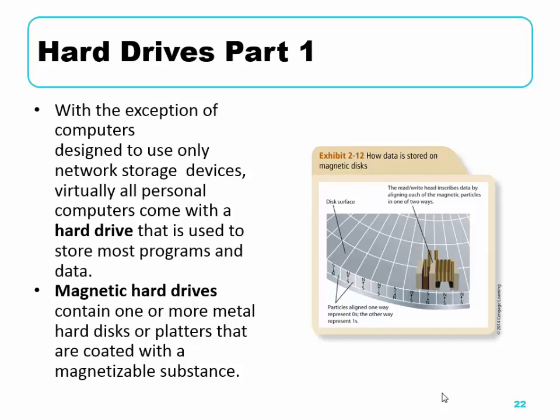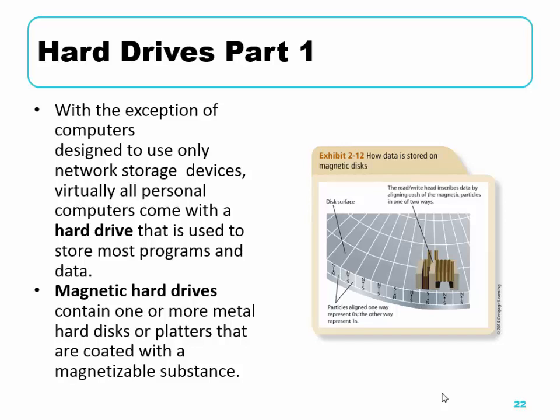With the exception of computers designed to use only network storage devices, virtually all personal computers come with a hard drive that is used to store most programs and data. Internal hard drives are located inside the system unit and are not designed to be removed unless they are being repaired or replaced. External drives typically connect to a computer via USB or FireWire and are frequently used for additional storage, to move files between computers, and for backup purposes.